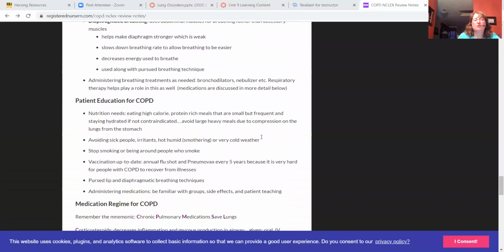And then, of course, we're going to give medications to the COPD patient. It's going to be very similar to what we do for the asthma patient. So bronchodilators, and typically, sometimes other things too. For nutrition, we want this person to eat a high-calorie diet, protein-rich meals, small meals but frequent, and stay hydrated. Avoid large, heavy meals due to compression on the lungs from the stomach.